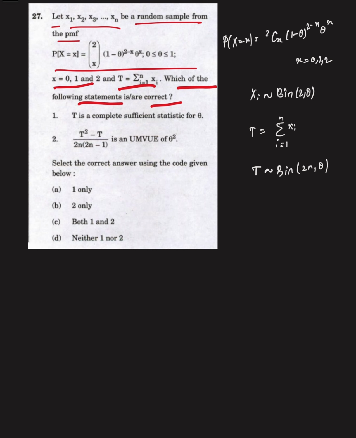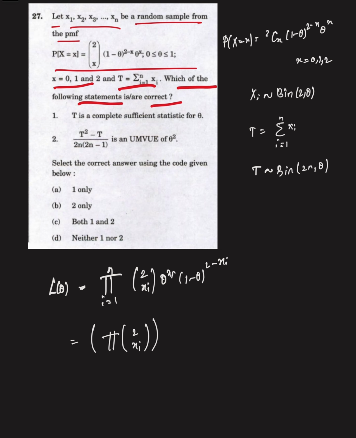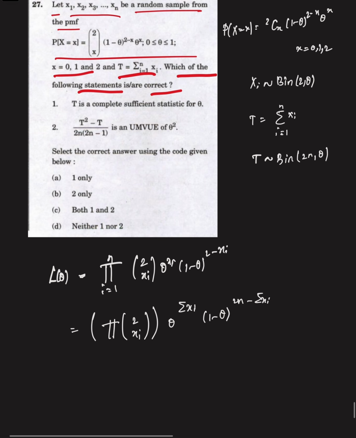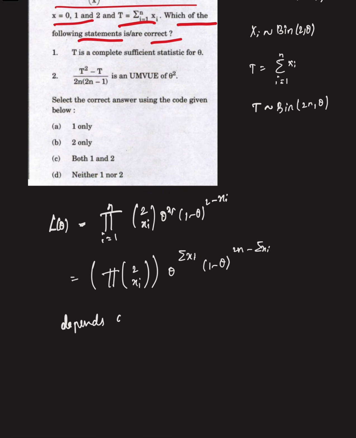So that means first, if we consider the joint likelihood L of theta, that is the product i equals 1 to n of 2 choose xi, theta to the power xi into (1 minus theta) to the power 2 minus xi, which is nothing but the product of 2 choose xi into theta to the power summation xi into (1 minus theta) to the power 2n minus summation xi. So this likelihood depends on data only through the summation xi. So t is equal to summation xi. Therefore we can say that t is sufficient.